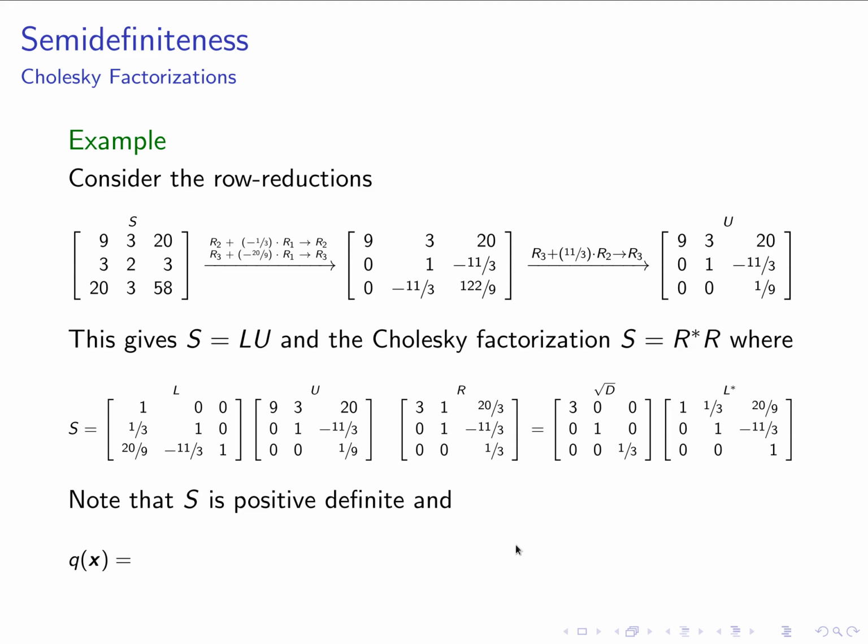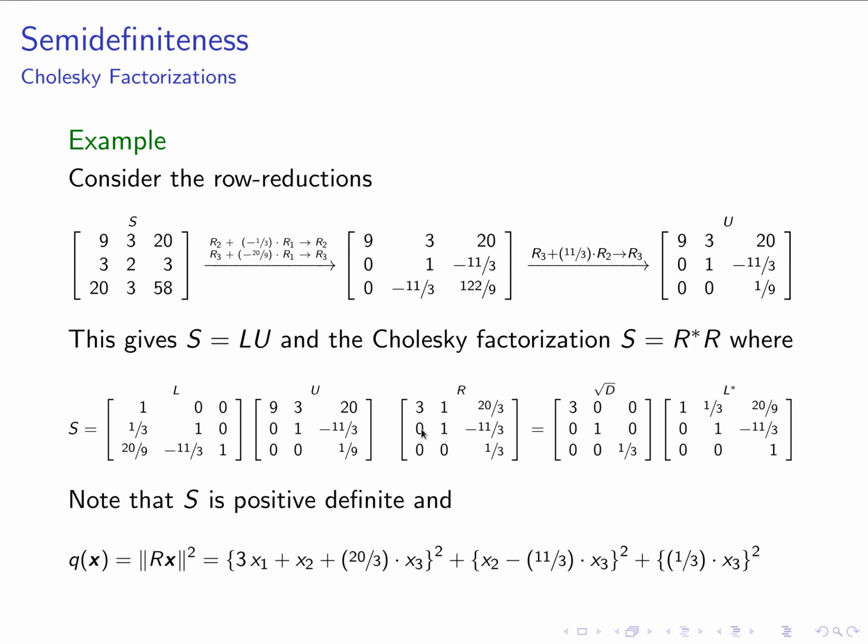Since S is R star times R, we know that S is positive definite, and in fact, we get a nice formula for the quadratic form corresponding to S. We know, since S is the Gramian of R, that the formula for the quadratic form is the magnitude squared of R times the variable vector, and R times the variable vector has coordinates given by 3x1 plus 1x2 plus 20 over 3 times x3, quantity squared.